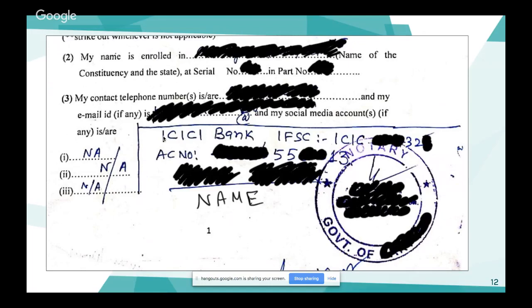So this one is from a candidate. Just look at the information that the candidate is filling, right? He says not available, not available, not available for the three options that are given. And then he actually gives away the ICICI bank detail that he has, with IFSC code, account number, and name and everything. So that's what they're filling in the form when asked for social media data.